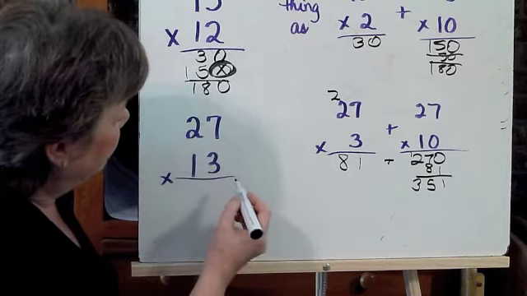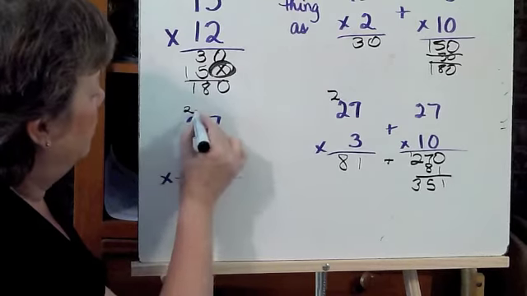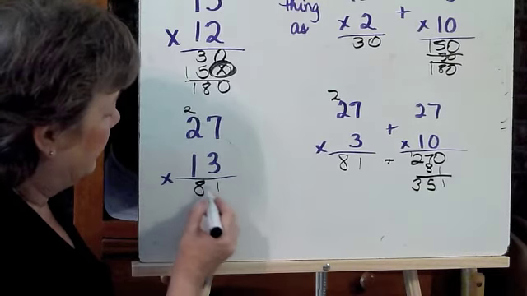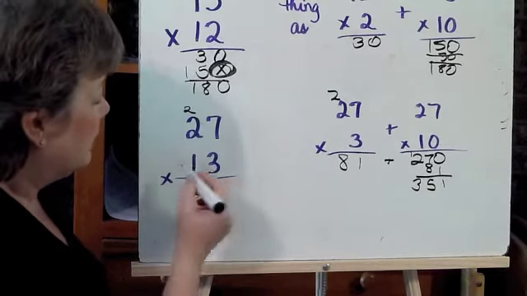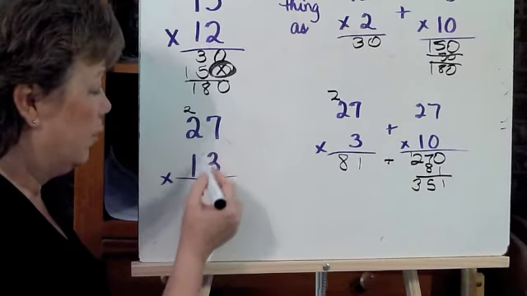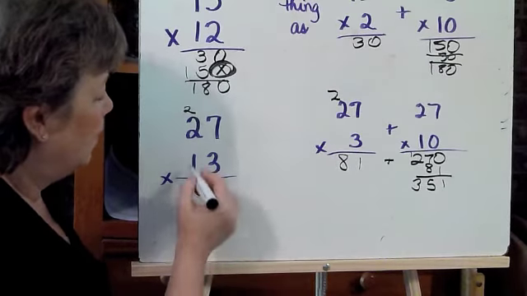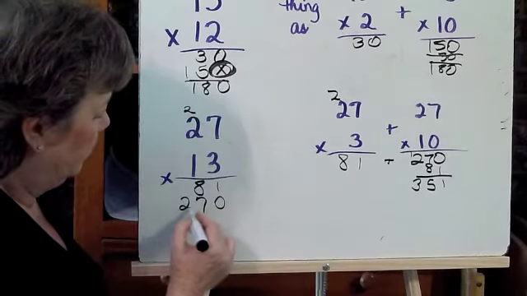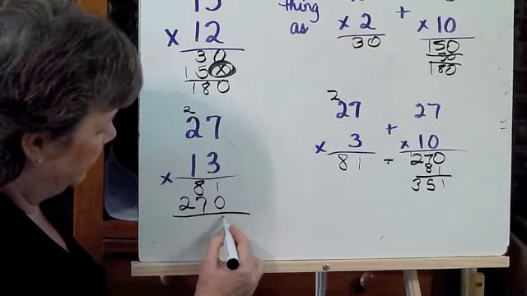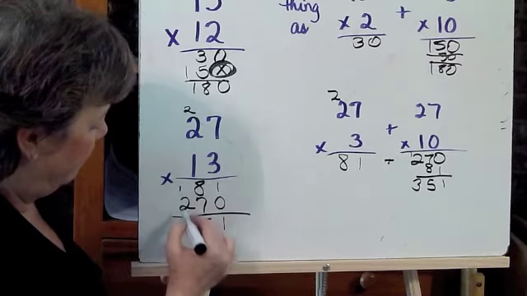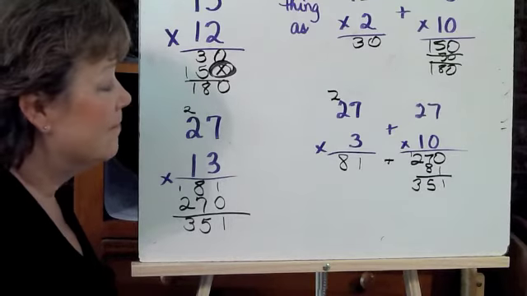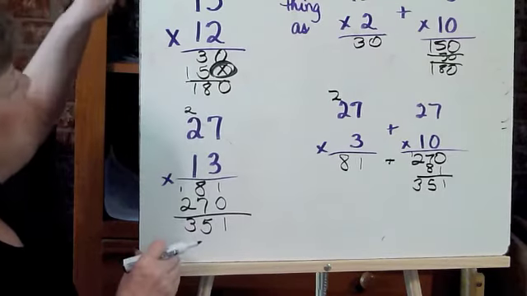3 times 7 is 21. 3 times 2 is 6, and 2 more is 8. So there's my 81. So now multiplying by 1 here, I'm going to hold my spot. 1 times 7 is 7. 1 times 2 is 2. Let's add it together. 351, 351.